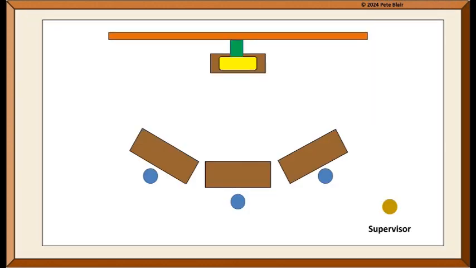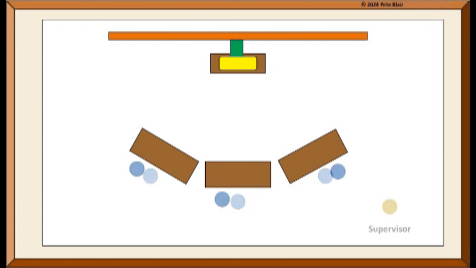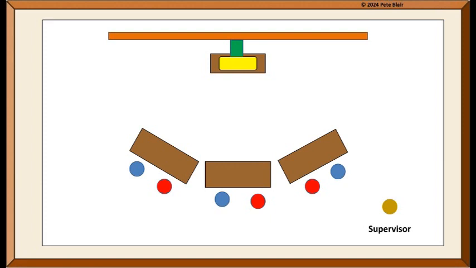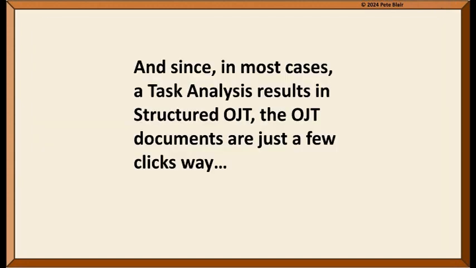The review and approval process is essentially the same as it would be if we were doing the task analysis on site. I will be sharing my screen, and the SMEs, along with the reviewers, will assemble in the conference room to review the task analysis. And since in most cases a task analysis results in structured on-job training, the OJT documents are just a few clicks away.